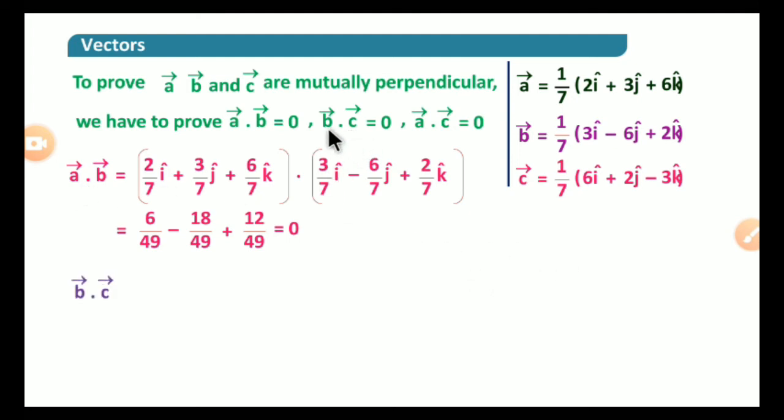Now consider the second one, B dot C. So again consider those vectors. Here the B vector is 3 by 7 i minus 6 by 7 j plus 2 by 7 k, dot product with the C vector, that is 6 by 7 i plus 2 by 7 j minus 3 by 7 k.